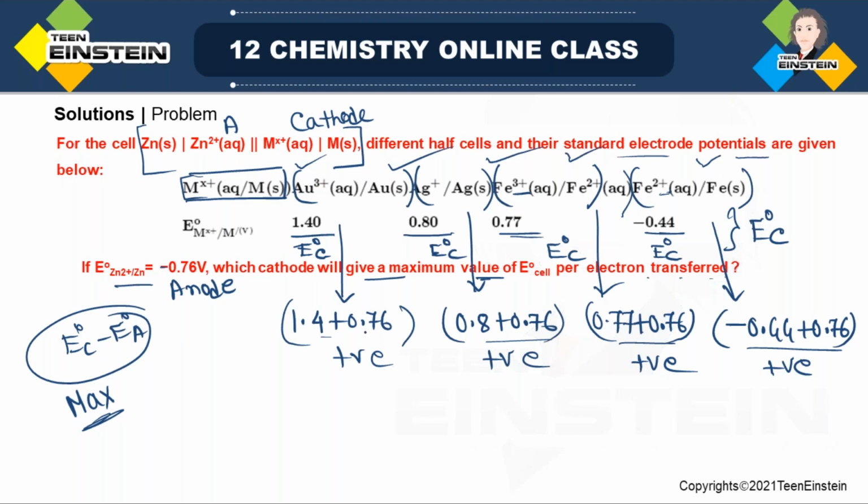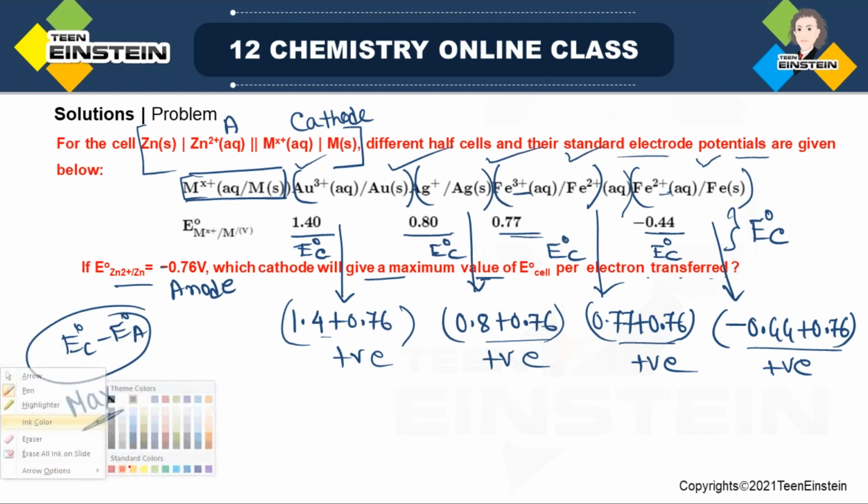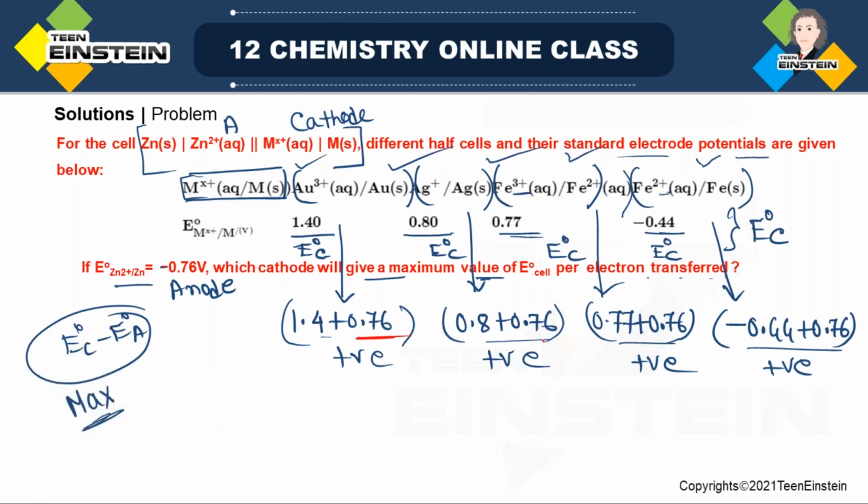So 0.76 is fixed. Only there is change in the other value. So the other value, the higher the value, the higher will be the total amount. So in this case you will get max value. So correct answer will be gold system. Any doubt? No, ma'am. Okay.